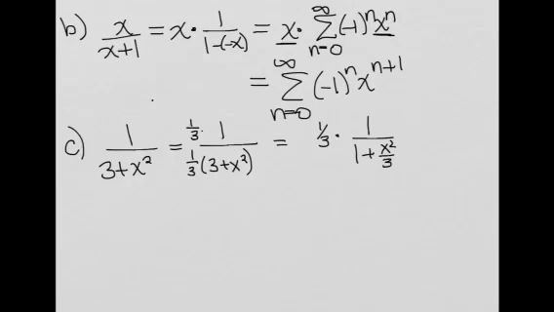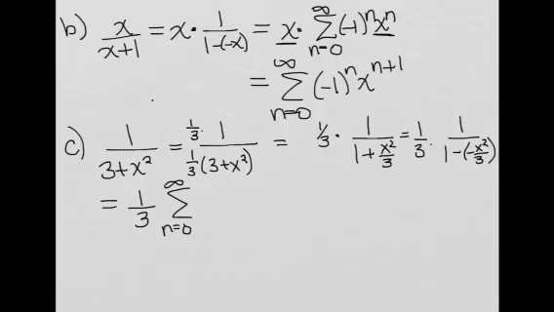And then we can rewrite that as 1/3 times 1 over 1 minus a negative x squared over 3. So now you have a pretty good sense that we have 1 over 1 minus something. So we'll have the 1/3. We'll take our sum, n equals 0 to infinity. And instead of x, this is what we're going to plug in for x, because it's normally 1 minus x. We're going to plug in negative x squared over 3, all raised to the n.